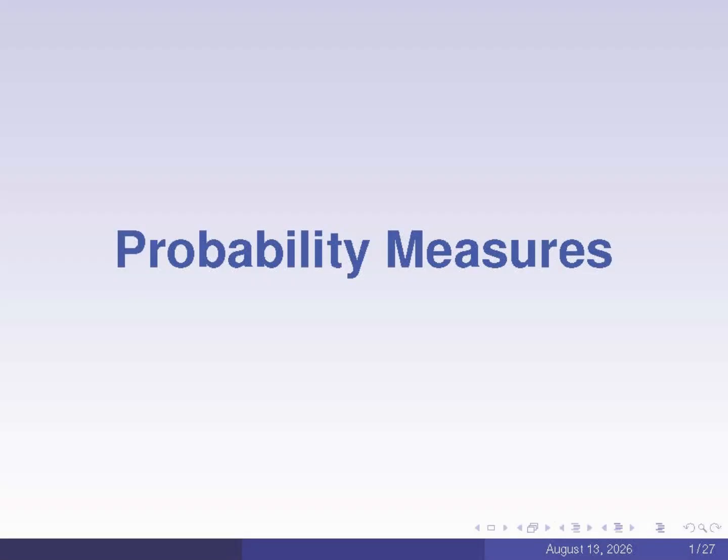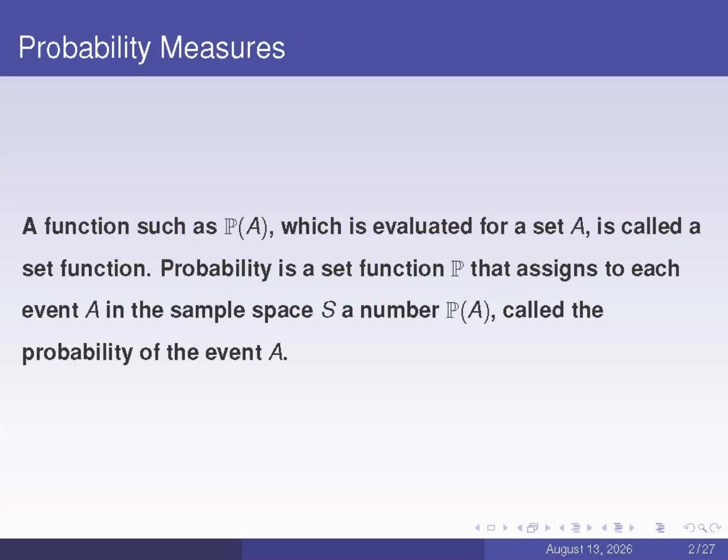We will discuss the concept of probability measures and their fundamental properties. A function that takes a set A as its independent variable to compute a value, such as p of A, is called a set function. Probability is a set function p that assigns a numerical value p of A to each event A in the sample space S. This value is called the probability of event A. The rigorous definition of a probability measure will be presented on the next page.